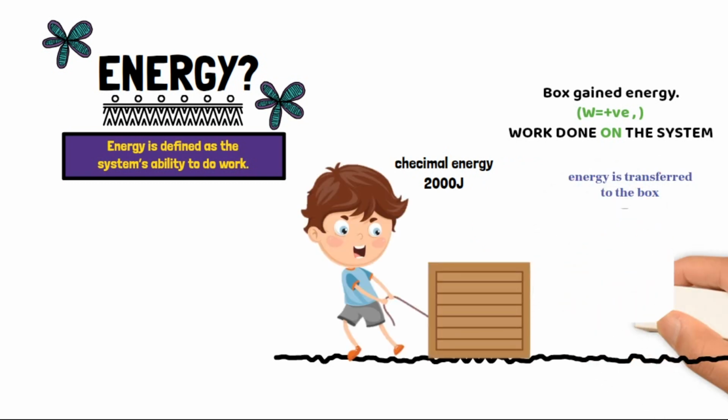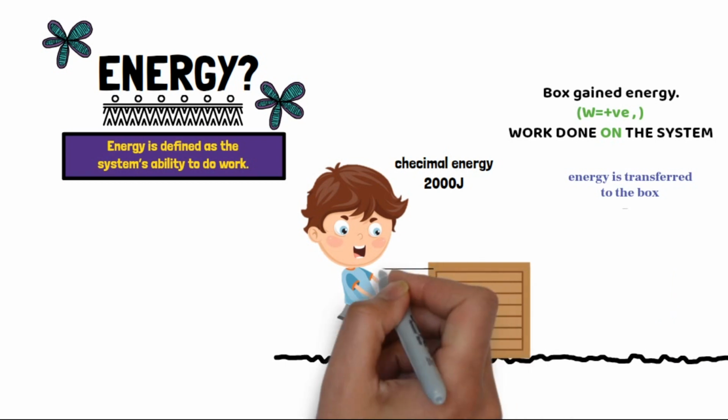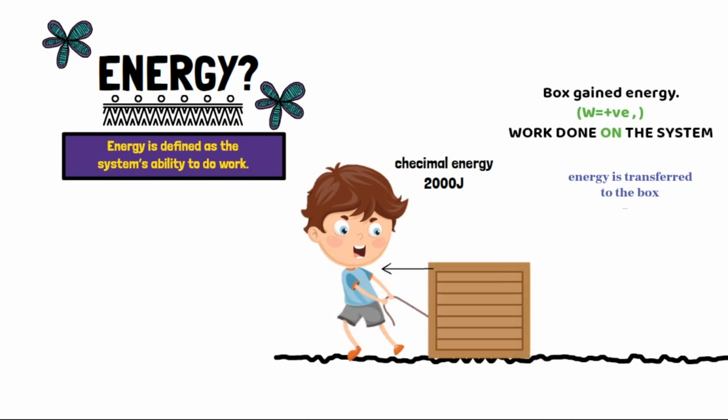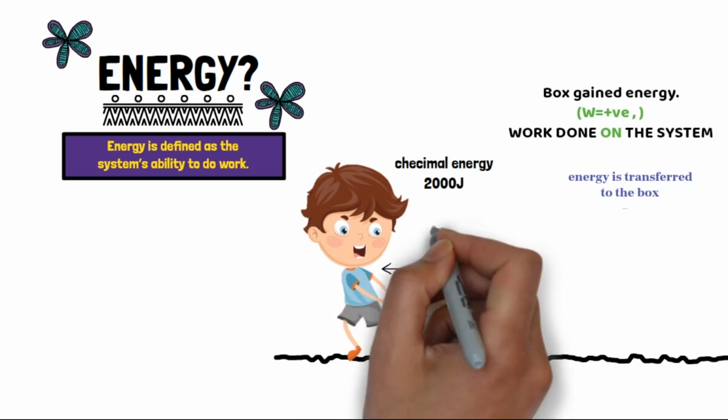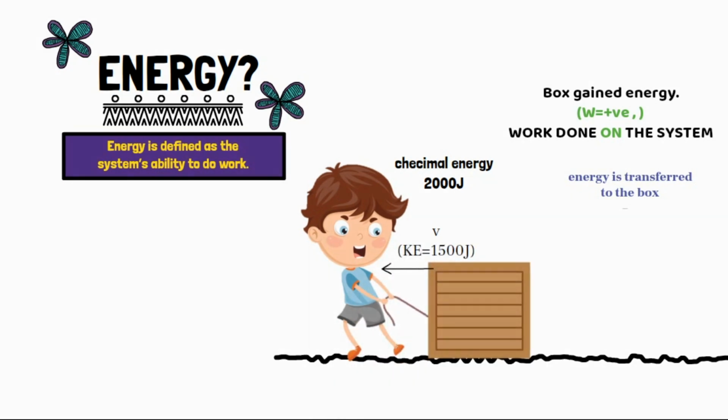So, there is a kinetic energy of the box when the box is moving. So, let's say the kinetic energy is 1500 joule and the box is moving to the left. But at the same time, there is a frictional force between the box and the surface, and the direction of the frictional force is opposite direction with the motion, iaitu ke kiri. So, what happen when there is a frictional force?